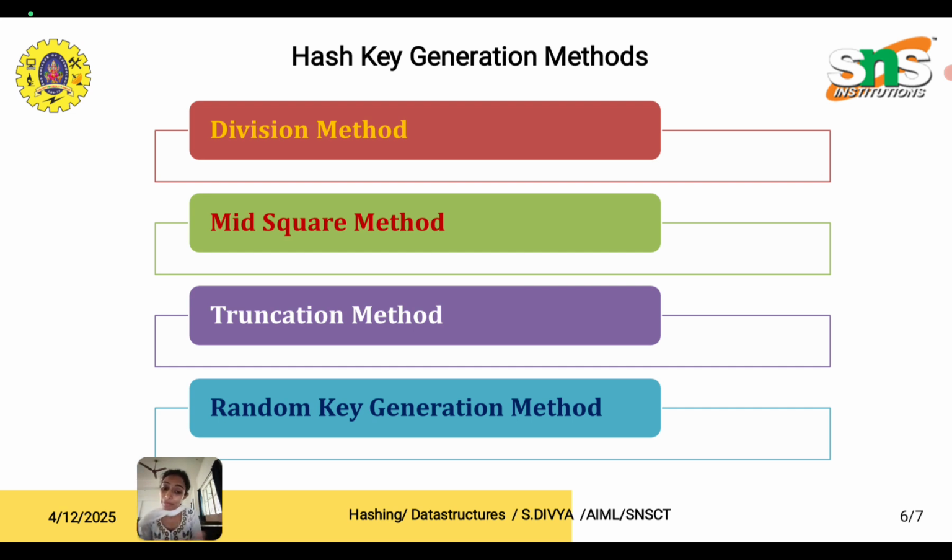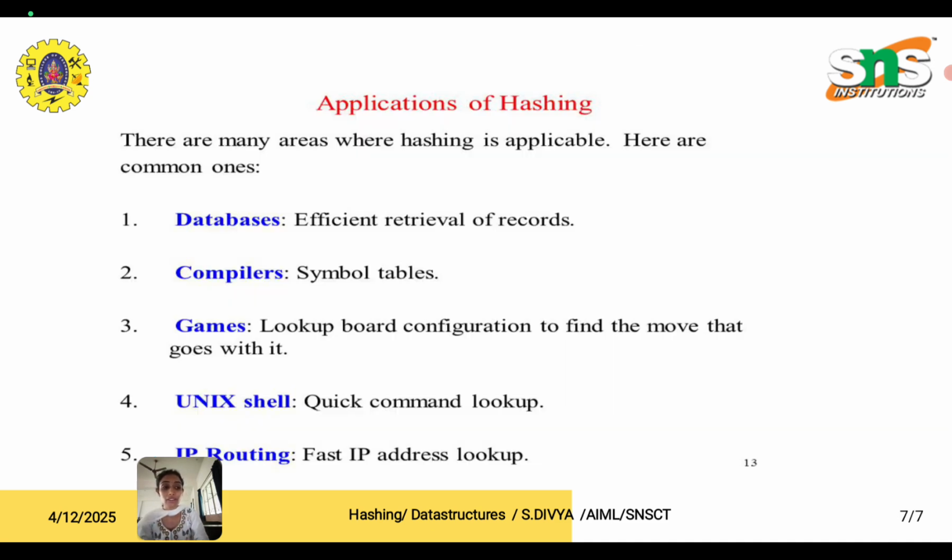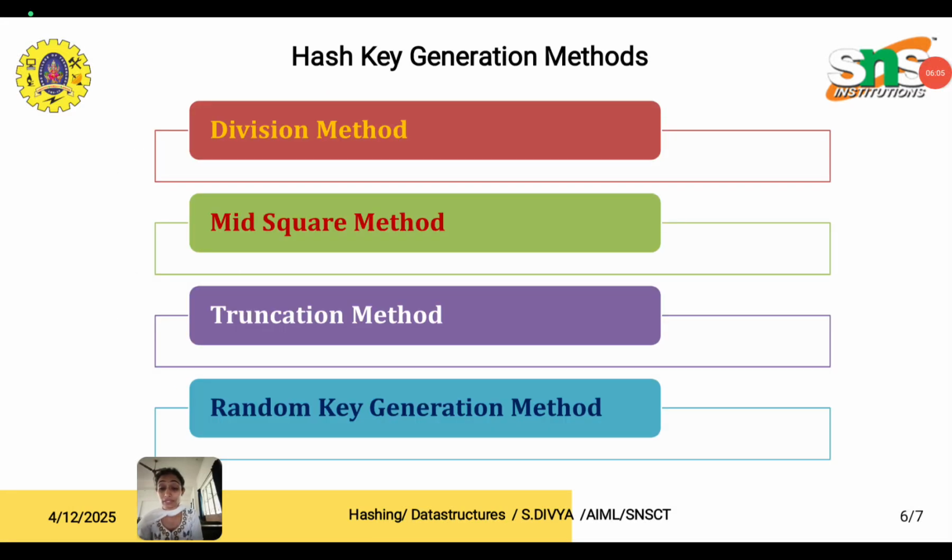Then there is the random key generation method, where you have a number of keys. From that number of keys you can select any one value as the key value, and then you can apply the hash function to store the data. So these are all the different hash key generation methods.